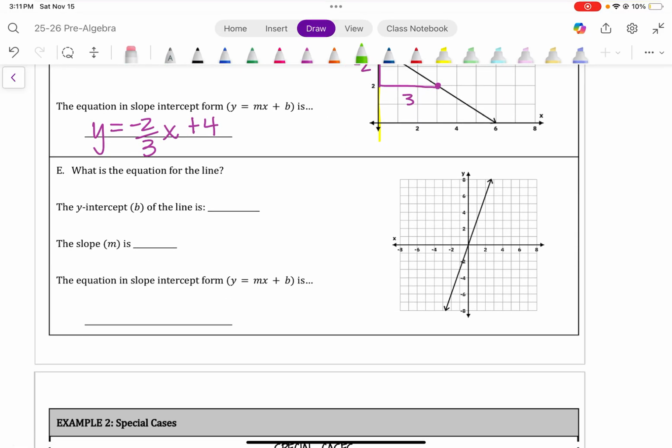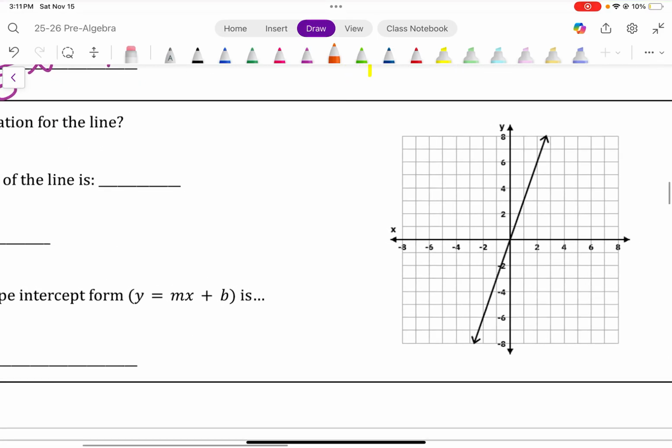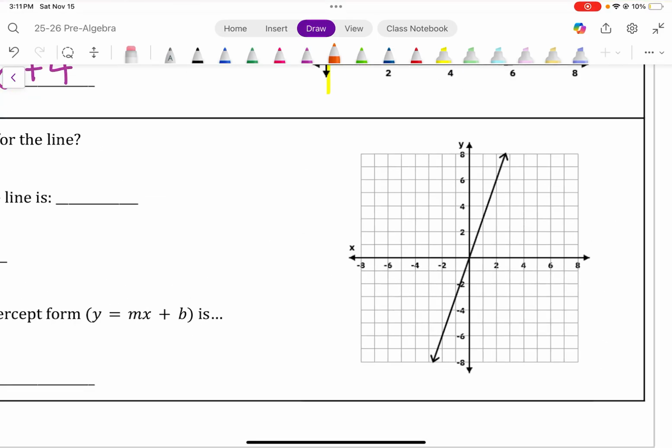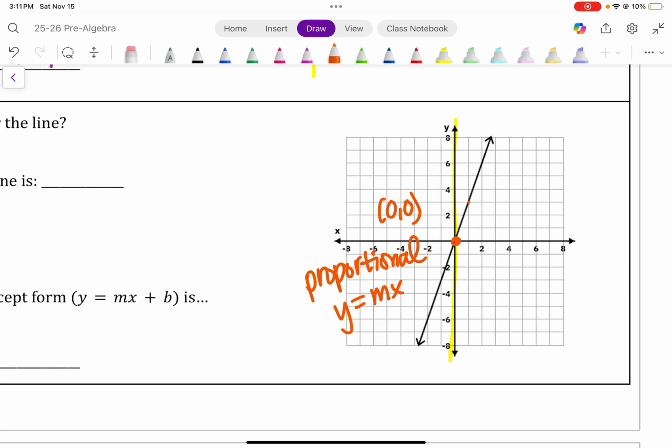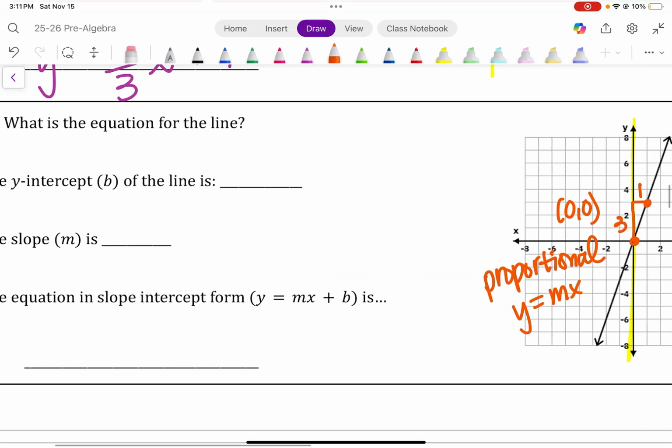Okay. On E, my y-intercept is at 0. So this is a proportional line because it goes through the origin. And these equations end up being y equals mx, and we'll see why in just a second. So to get to the next perfect point, I can see I'm going to that point. So it's a rise of 3 and a run of 1.